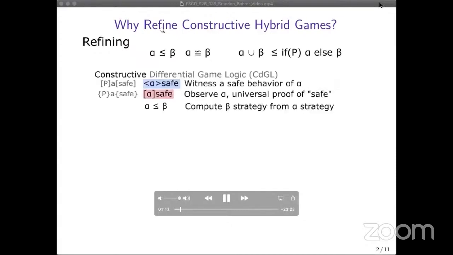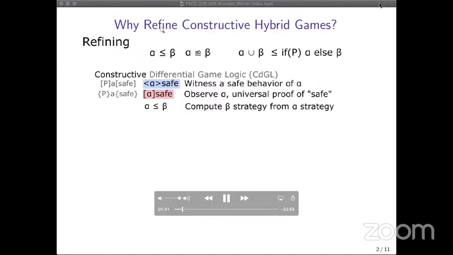Our logic is constructive, and it builds on the constructive differential game logic, also known as CDGL, that is introduced in tomorrow's paper. Like any game logic, it has two kinds of modality, diamond alpha safe and box alpha safe. Diamond alpha safe means there exists a behavior of alpha that makes the postcondition safe true, whereas box alpha safe means this is the case for all behaviors. If you're familiar with Hoare logic, these are very similar to partial and total correctness specifications.